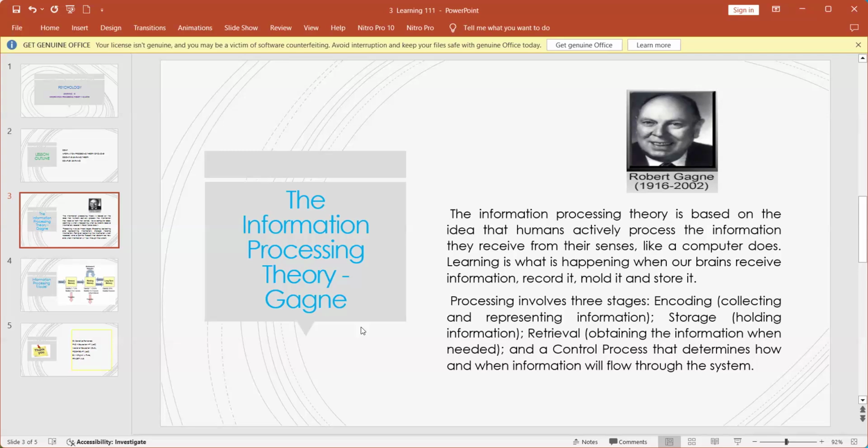That is why it is termed information processing. As the computer works, right? It is fed with information, it is stored, and it can be retrieved when we want. That same process happens with humans when they actively process information they receive through the five sensory organs. So that is the analogy he makes, right?